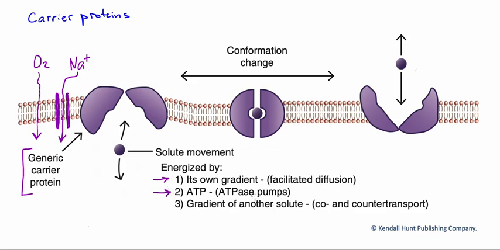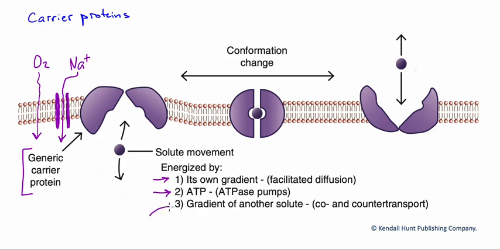When the gradient doesn't favor the movement of a solute that we want to move, then we have to put energy into that, right? And of course, that can come in the form of ATP, like the sodium-potassium pump is driving both sodium and potassium against their gradients, energetically unfavorable, so we have to put energy into it.